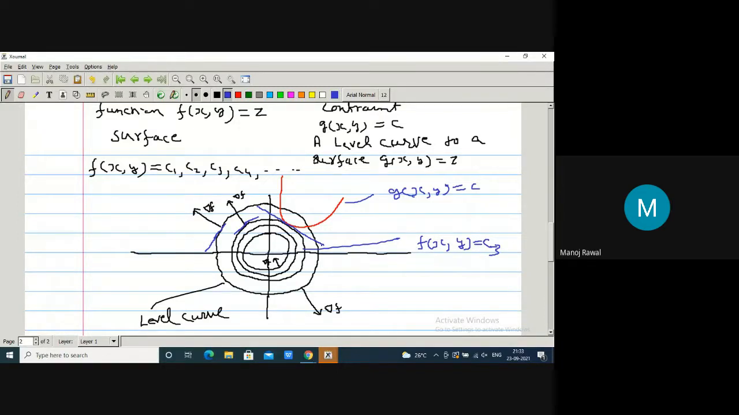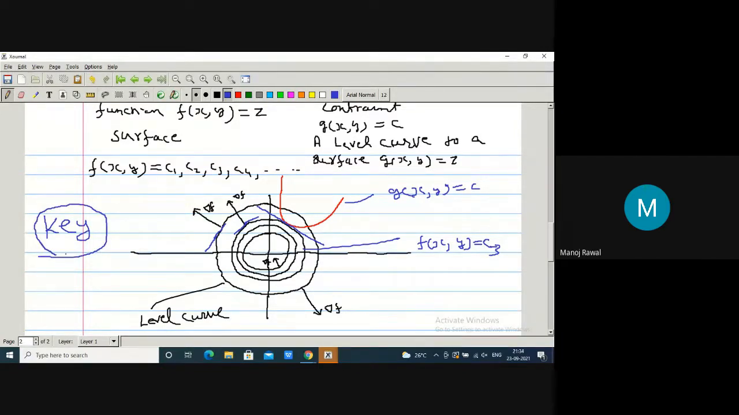Or you can say at least they are scalar multiple of each other. Since their direction is same, they share a common tangent at this particular point. Geometrically, if I want to observe, the common tangent will be of the red one and this black one, which is f(x,y) equal to c3 over here. So they share a common tangent over here. This is the key of our entire lecture today, students.